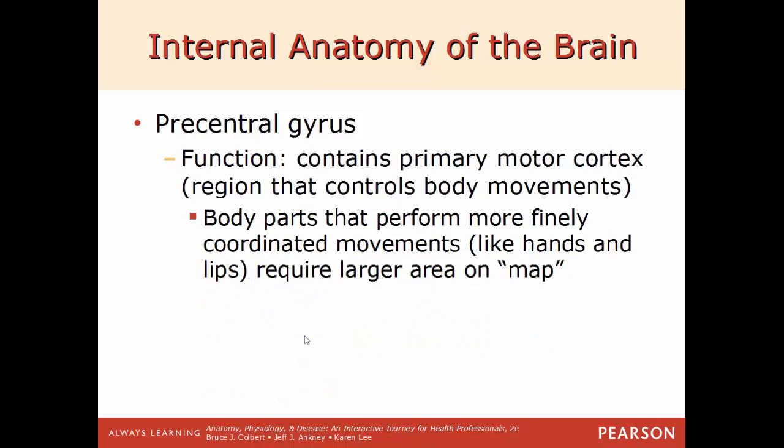The body parts that perform more finely coordinated movements, like the hands and lips, require a larger area on this map, the homunculus. So it's a way to show the connection between what part of the body is being controlled by what part of the brain.